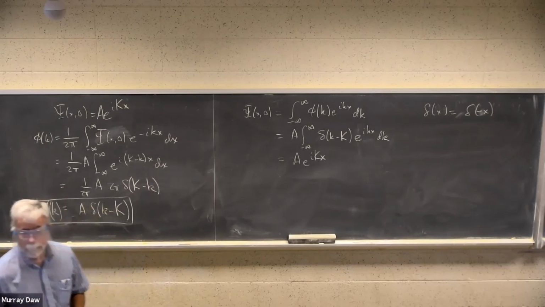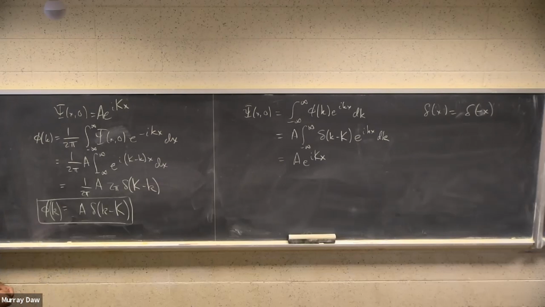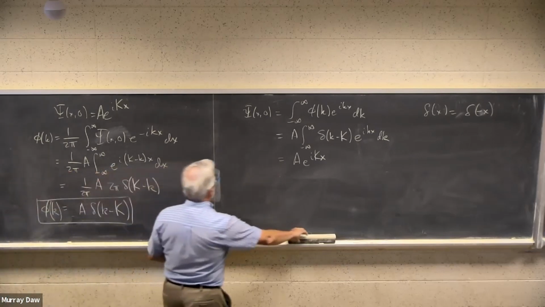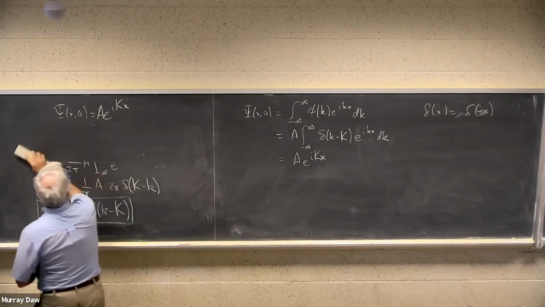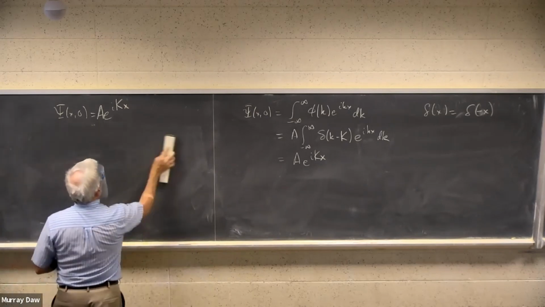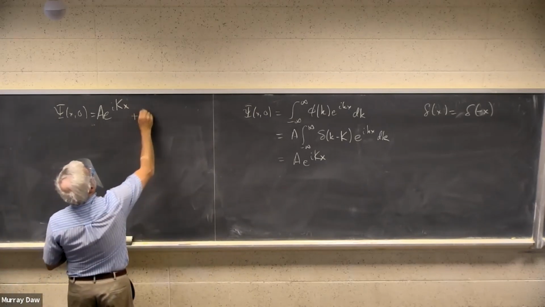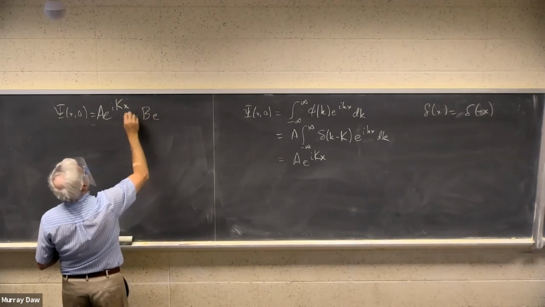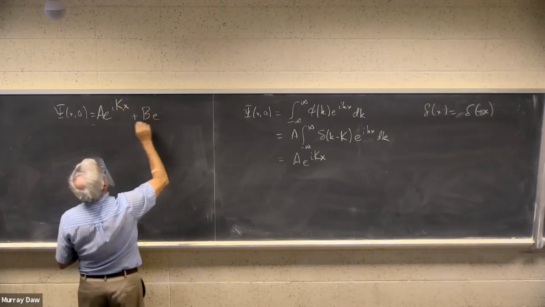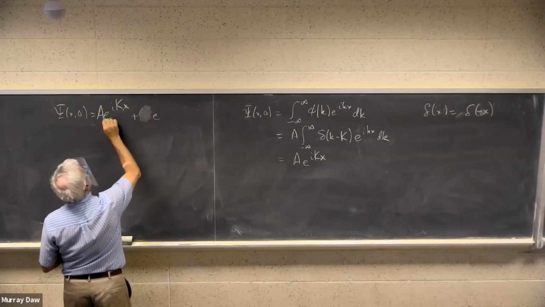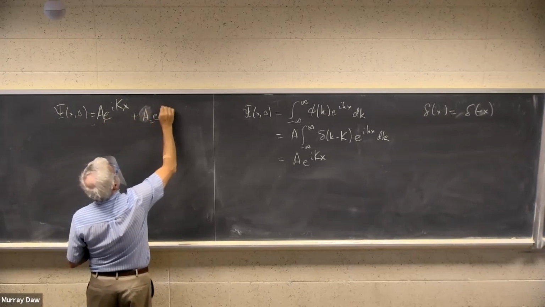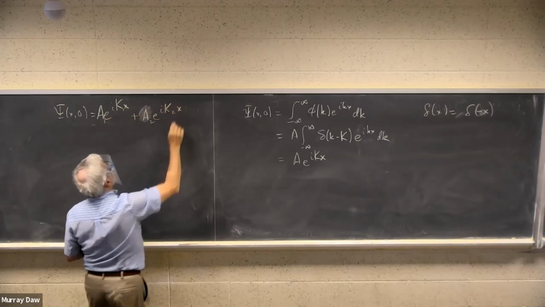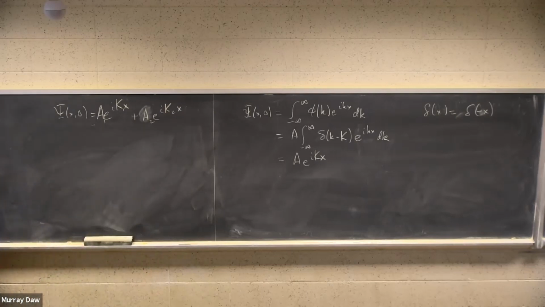Got a couple minutes yet. All right, well, let's try something. Let's try this, with K1 and K2, two different values of K. It's a superposition of two different plane waves. Maybe K1 and K2 could be opposite, like a left and right traveling wave.